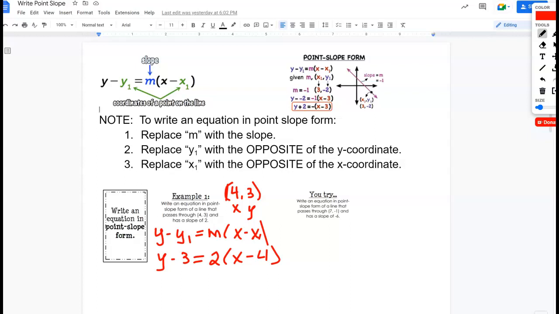Okay, here's another example. You try this one, pause the video, and then come back and check. All right, let's try this one. So again, write out your formula. For point-slope form, you do need to be familiar with this formula.